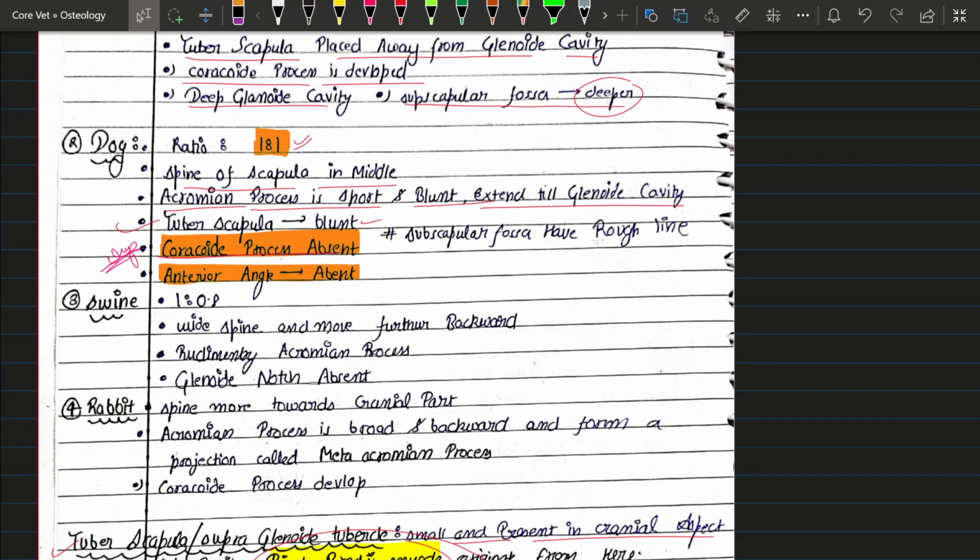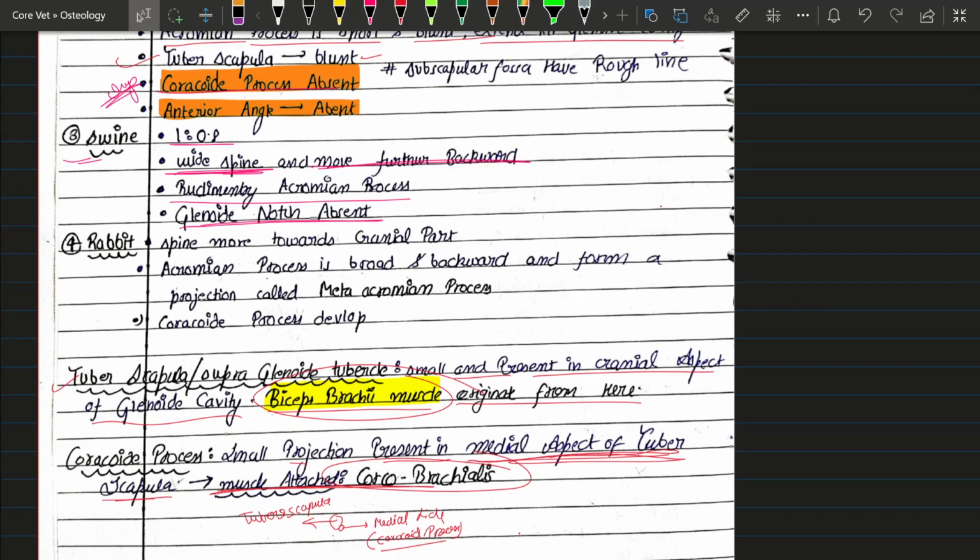Now coming to the next species, the swine. In the swine, the ratio is 1:0.8. There is a wider spine, moved further backward. There is a rudimentary acromion process, meaning the acromion process is not that well developed. The glenoid notch is absent in the swine.